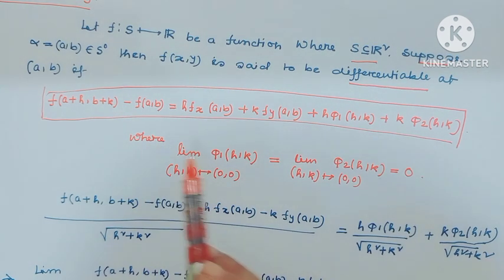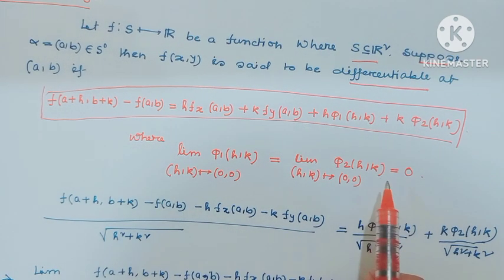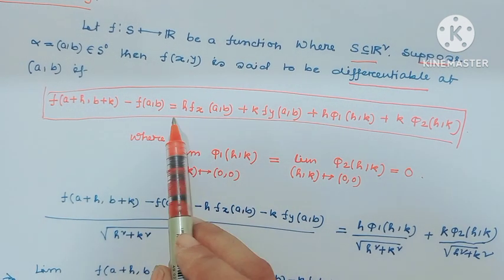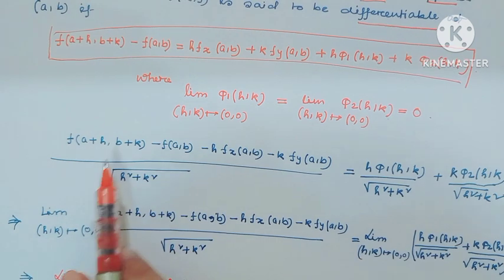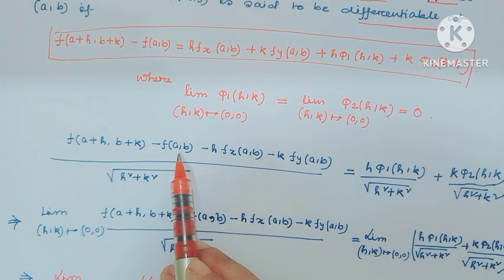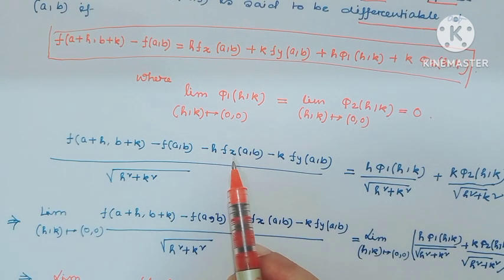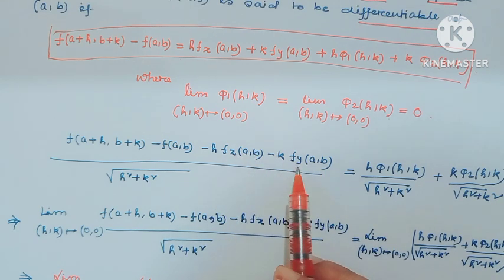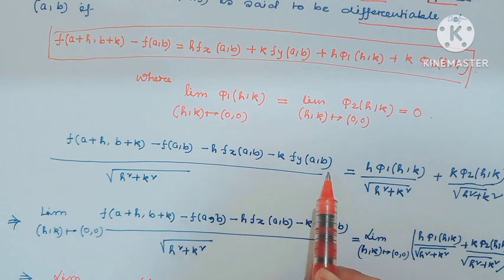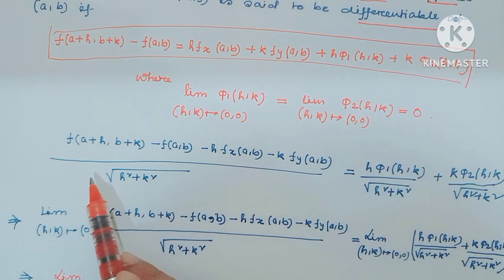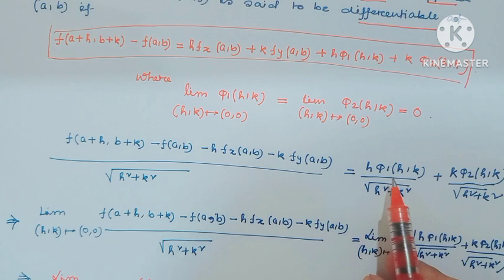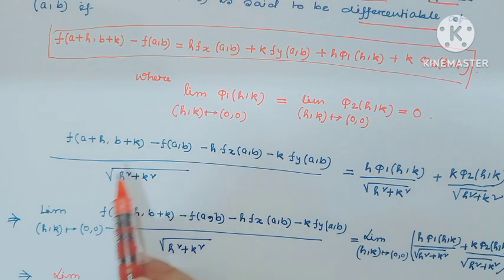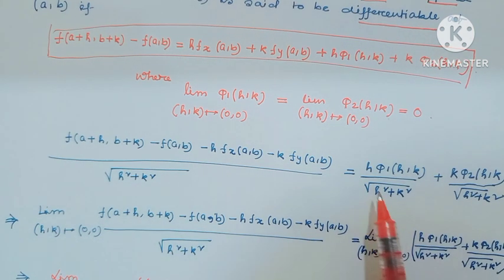That implies, since phi1(h, k) and phi2(h, k) go to 0 as (h, k) tends to (0, 0), from this expression we can write f(a+h, b+k) - f(a, b) - h fx(a, b) - k fy(a, b) equal to h phi1(h, k) + k phi2(h, k), and divide by the square root of h square plus k square on both sides.